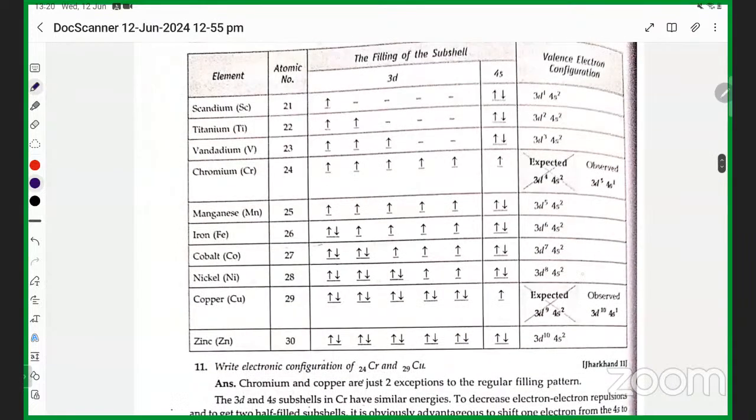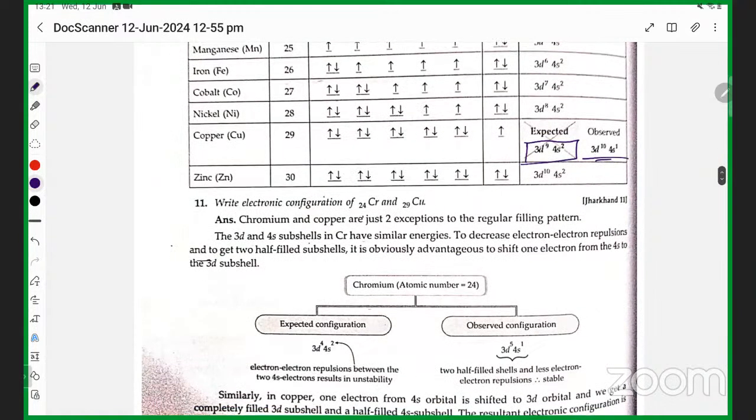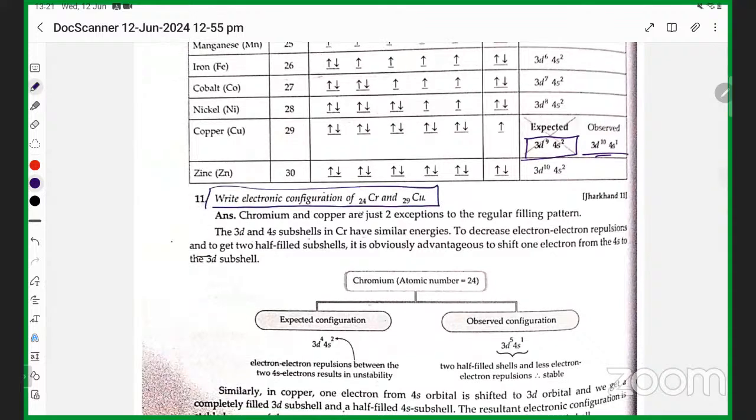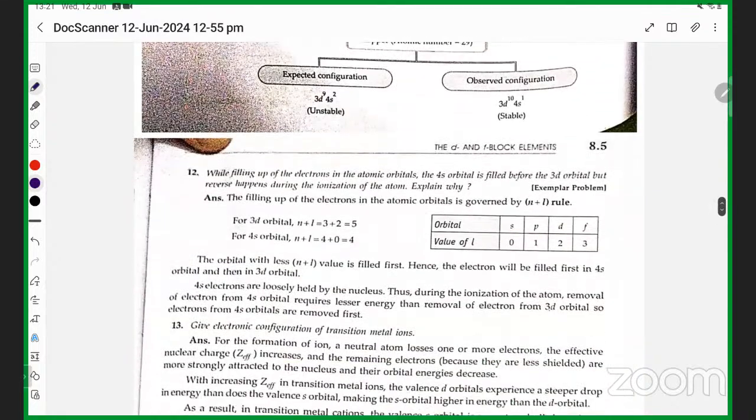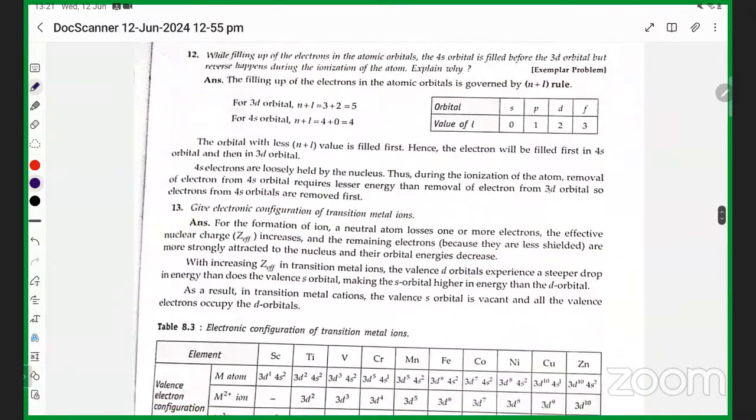Copper and chromium have exceptional configurations. Instead of 3d4 4s2, chromium has 3d5 4s1, and instead of 3d9 4s2, copper has 3d10 4s1. Write the electronic configuration of chromium and copper. You already know this one, so no need to explain. Yes or no? Yes, sir.